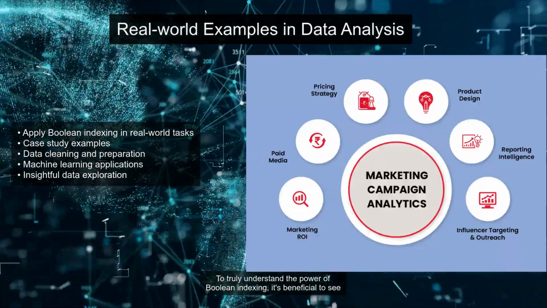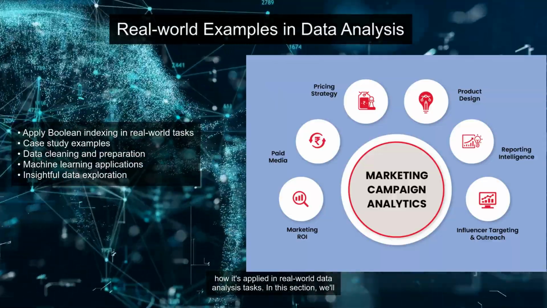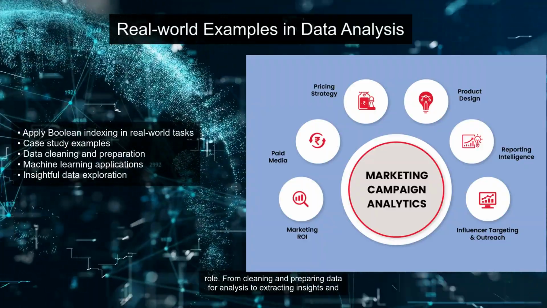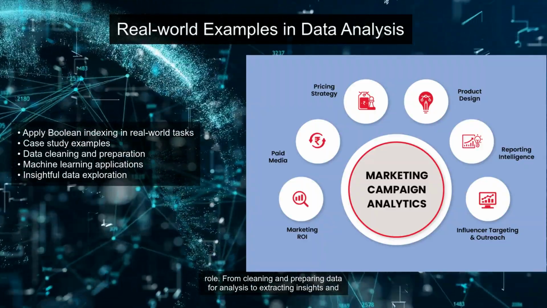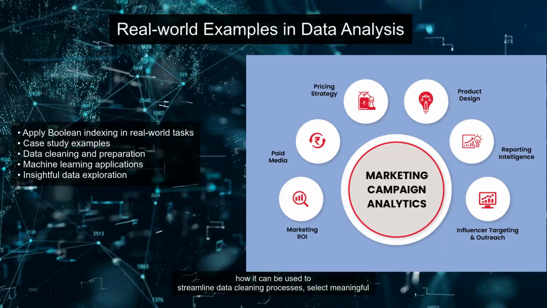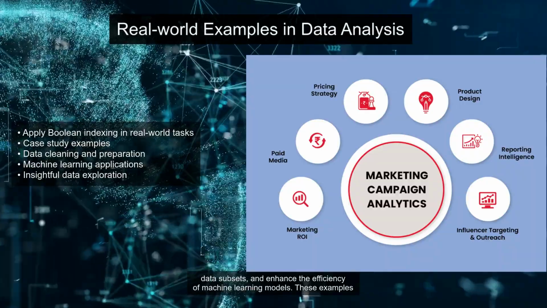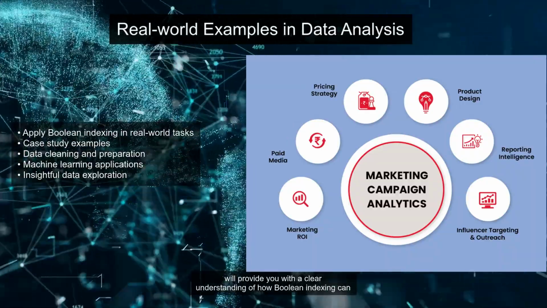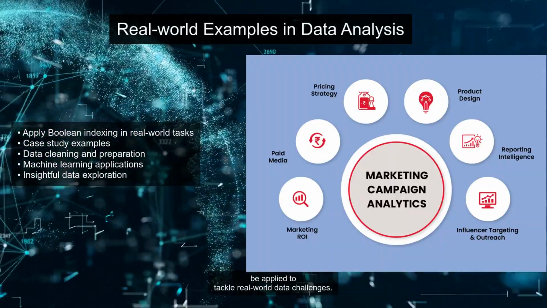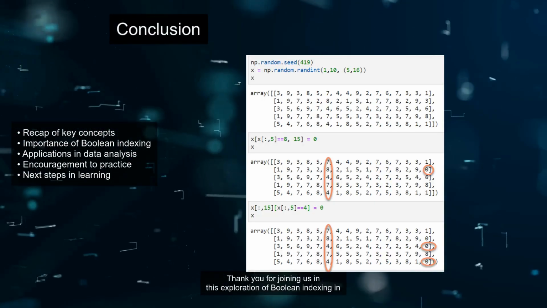To truly understand the power of Boolean indexing, it's beneficial to see how it's applied in real-world data analysis tasks. In this section, we'll explore practical examples and case studies where Boolean indexing plays a critical role. From cleaning and preparing data for analysis to extracting insights and optimizing machine learning datasets, Boolean indexing is a versatile tool. We'll demonstrate how it can be used to streamline data cleaning processes, select meaningful data subsets, and enhance the efficiency of machine learning models. These examples will provide you with a clear understanding of how Boolean indexing can be applied to tackle real-world data challenges.